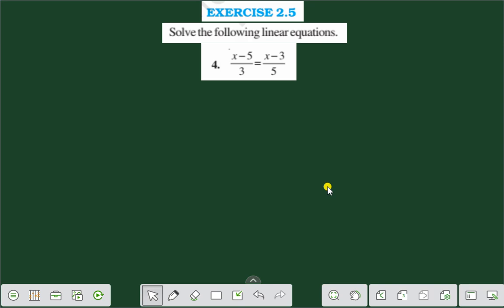Hello everyone. Today we shall discuss exercise 2.5 question number 4. Solve the following linear equations. 4, that is (x minus 5) by 3 is equal to (x minus 3) by 5. Let us find.